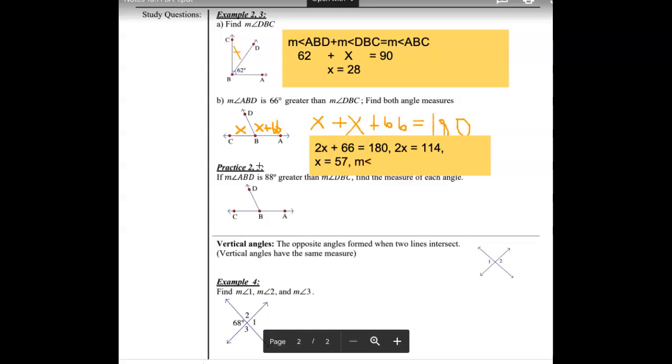The measure of angle ABD is x plus 66, so 57 plus 66 is 123, and 123 degrees. Remember, angles are measured in degrees. And the other one, the measure of angle DBC, or CBD if you prefer, equals 57, as we calculated x is 57. So there's that.